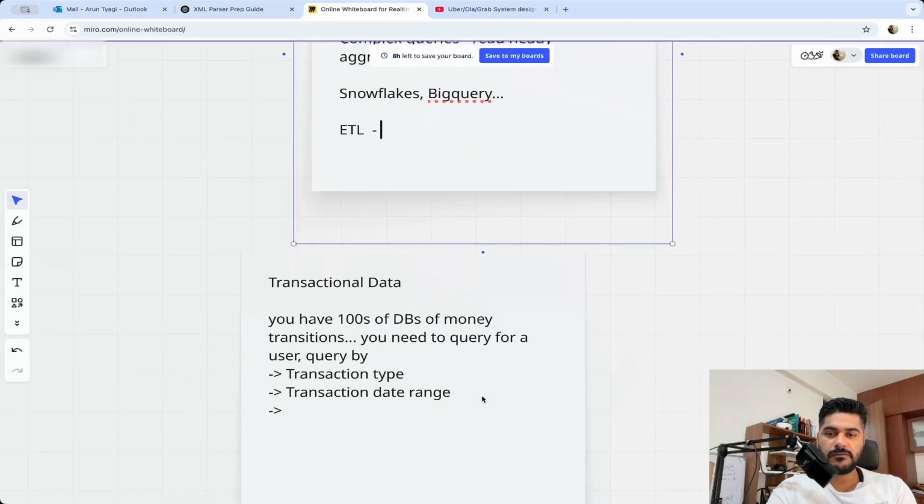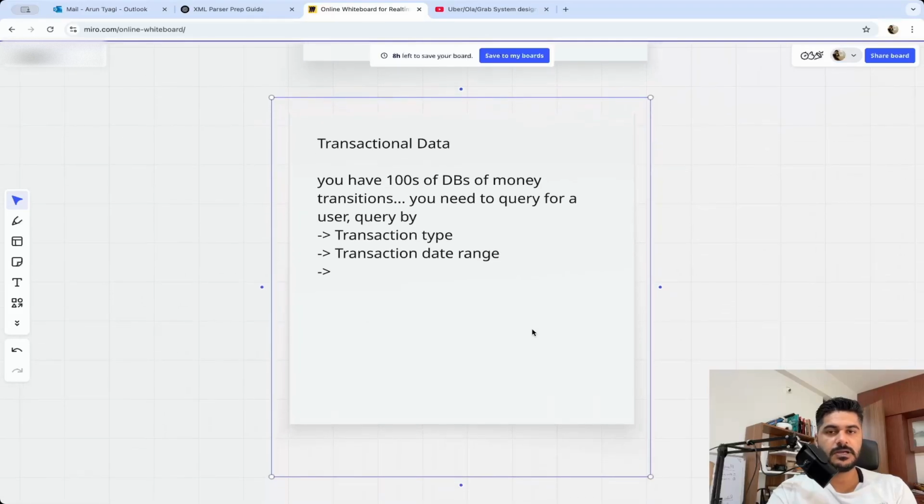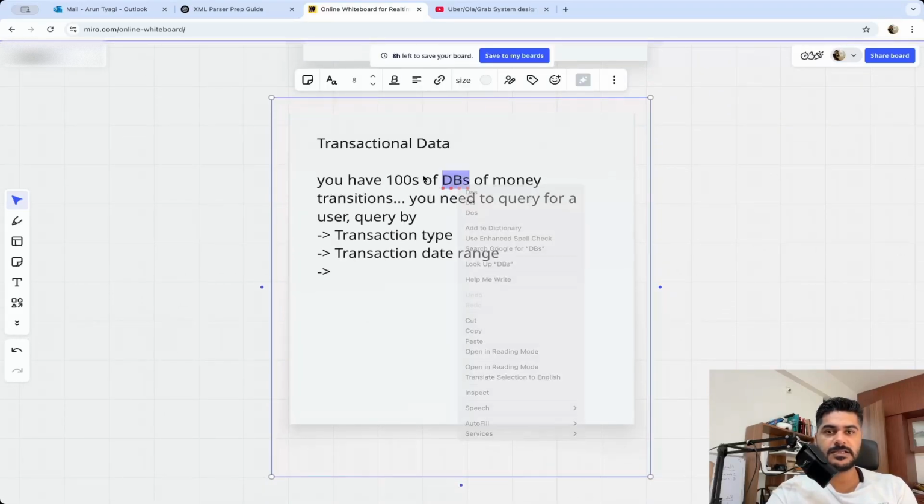So think of you have transactional data. Let's suppose banks are customers of your service, so you have hundreds of DBs from different banks. What does that DB have? Your typical transactions, right? That has to be on SQL, I'm assuming, right?